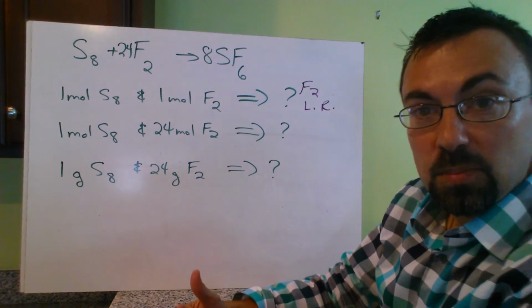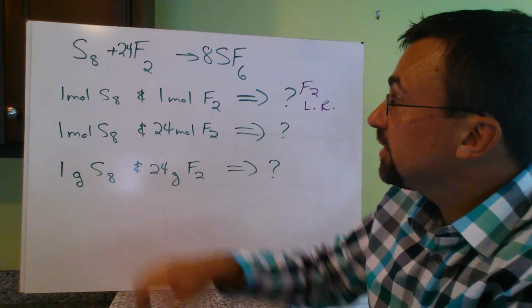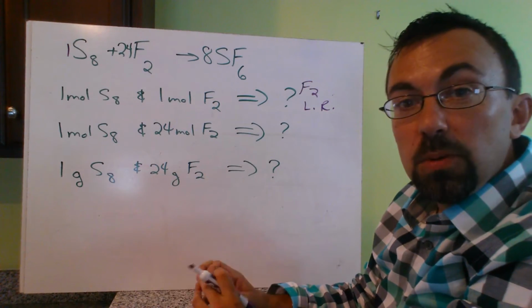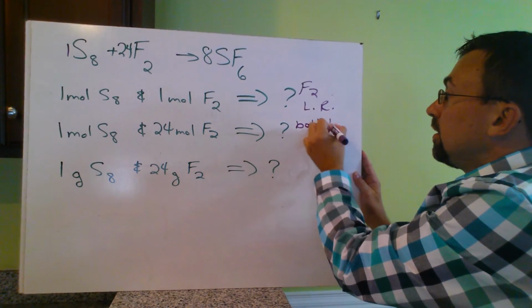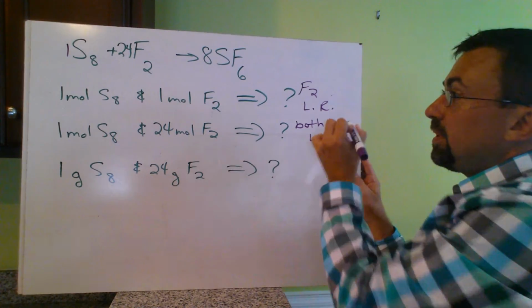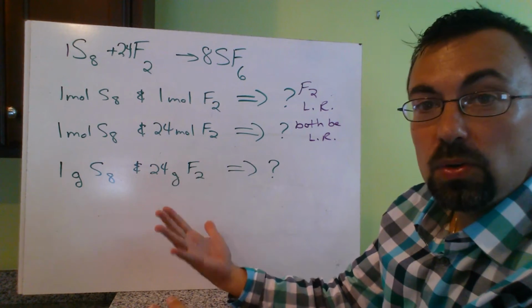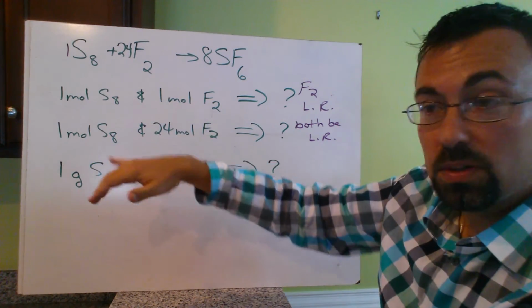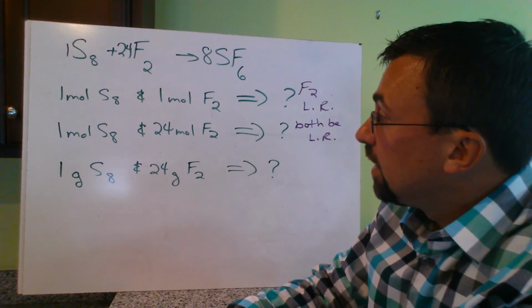Now if we look at the second problem, where I have 1 mole of sulfur and 24 moles of fluorine, you can see that's the exact ratio we're supposed to have. And this is the odd case where they would both run out together and they would both be limiting reactants. If you ever had more sulfur than fluorine, if you had a 25-to-1 ratio, then you would actually flip this over and you would finally have sulfur eliminate.